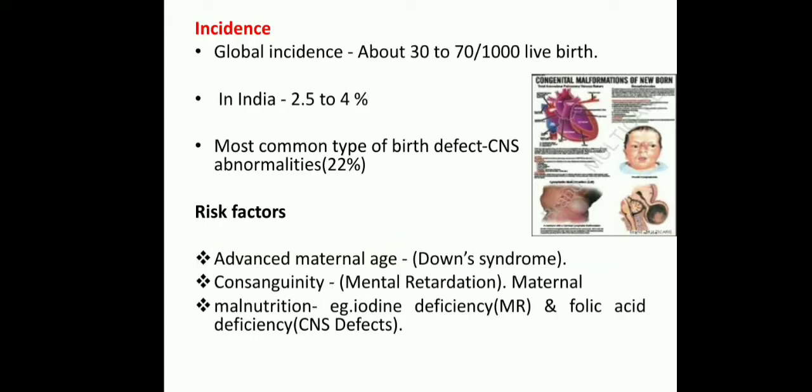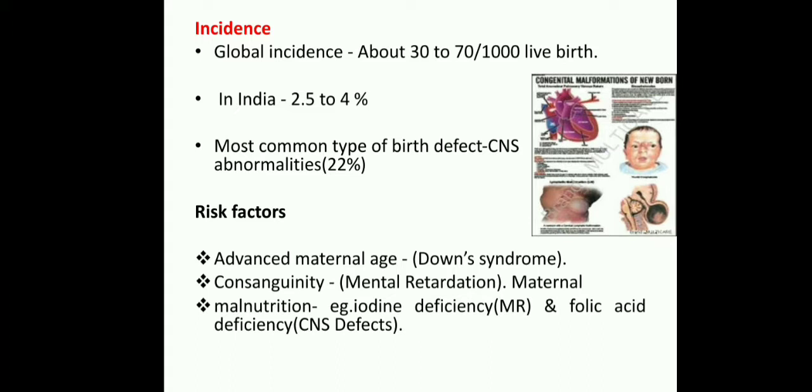Next is incidence. Globally, the incidence of congenital malformations is about 30 to 70 per 1000 live births. In India, 2.5 to 4% of neonates are affected by congenital malformations. The most common type of birth defect is central nervous system abnormalities, at about 22%. This is the incidence of congenital malformations.